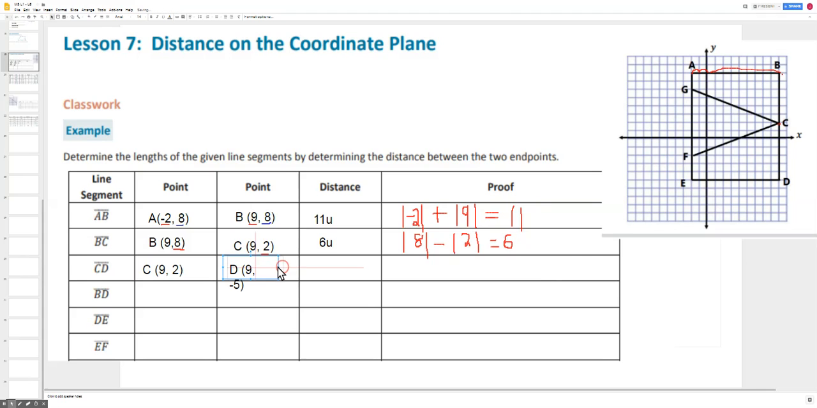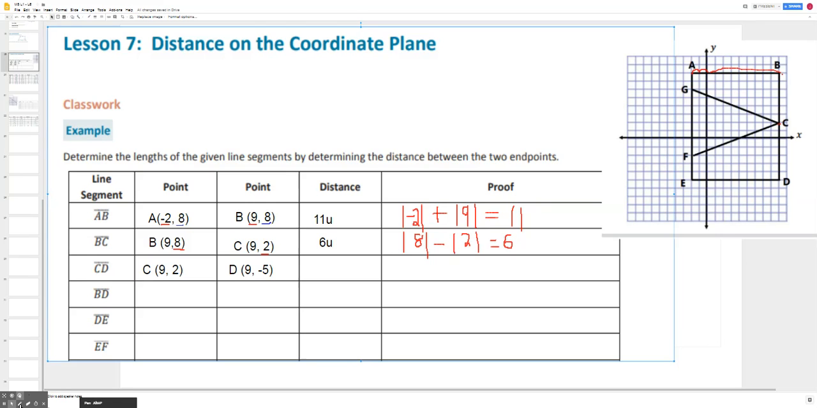Sorry, let me expand this out. It's not expanding for me. There we go. Now we're not going to put the distance; we're going to prove it first, using the absolute value of the different numbers. So let's grab our pen. We're going to put the absolute value of positive 2 and the absolute value of negative 5.